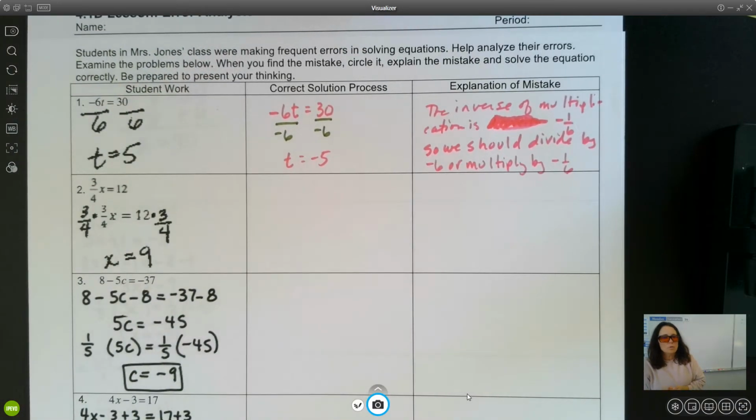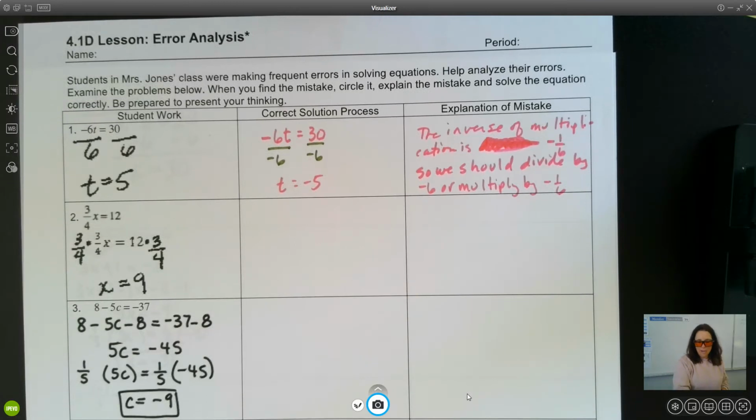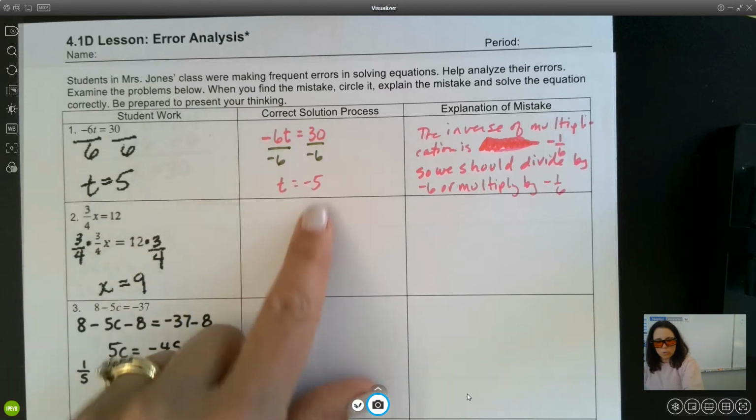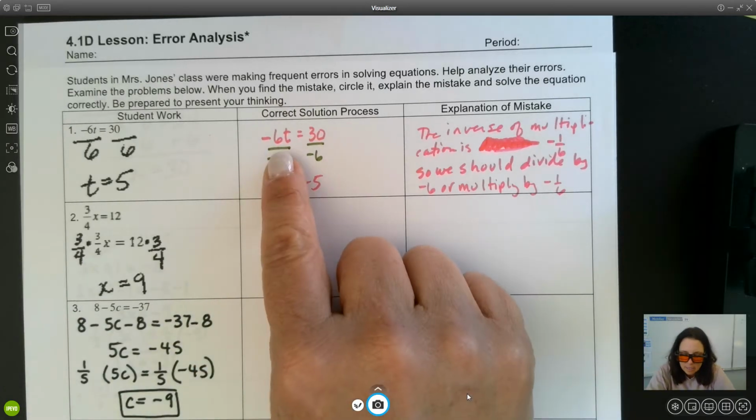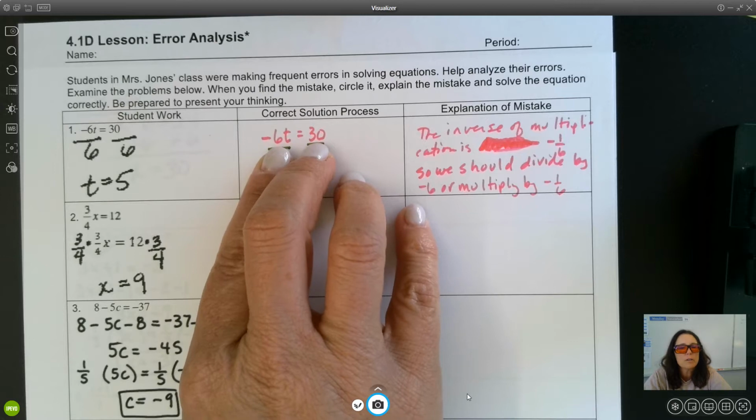Hey guys, so in 4.1D lesson, we're analyzing some errors. So all these equations were solved for us, and in them there was a mistake, and we are in charge of finding that mistake. Okay, so I would advise taking the equation that's given and correctly solving it, and then look and see what the comparison is. Okay, so I went ahead and did that one here. I rewrote that equation out.